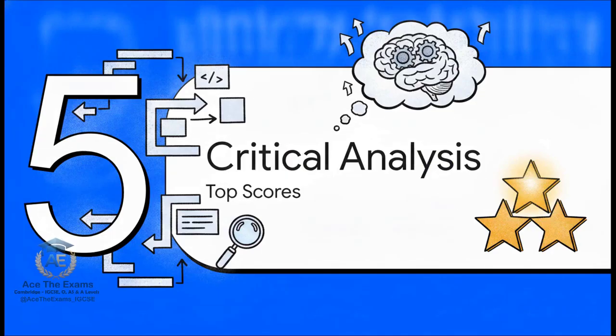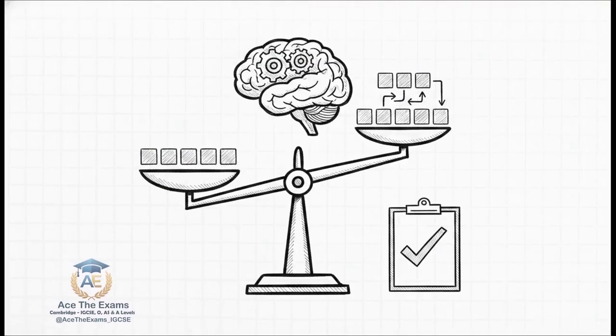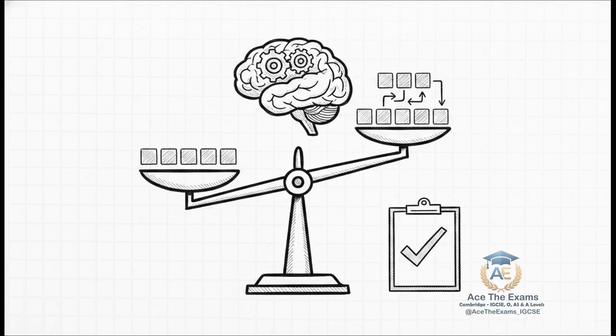Section 5. Critical analysis for top scores. This is how we reach the peak. The absolute top scoring candidates don't just write code, they demonstrate high-level evaluative thinking. When they are faced with a complex scenario, they don't just jump at the first idea, they consider multiple solutions.